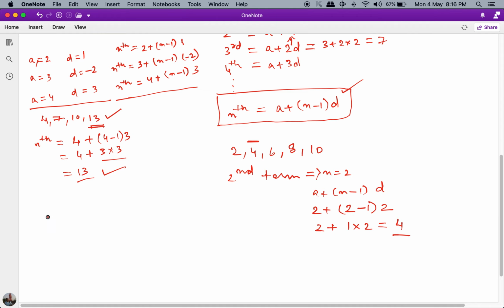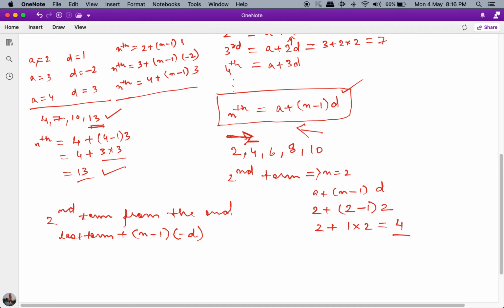But if I ask you to find the second term from the end, how will you find it? You just have to run the same formula, A plus n minus 1 into D. But rather than counting from this side, you have to count from this side. So you will replace your A, rather than the first term, with the last term, plus n minus 1, and this time you will reverse the common difference.